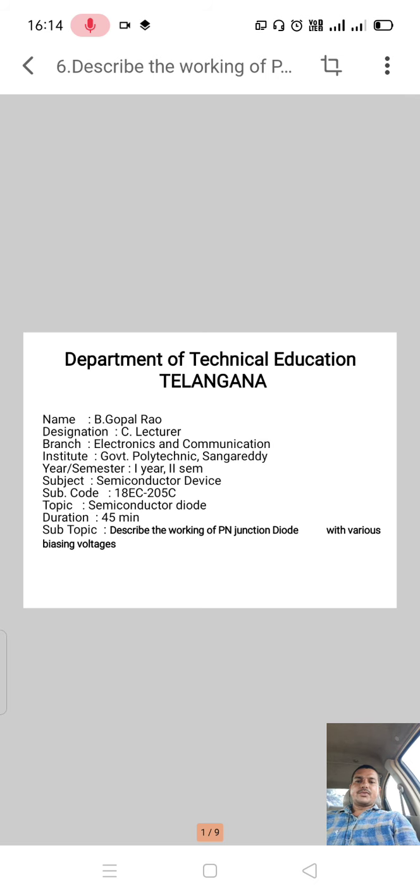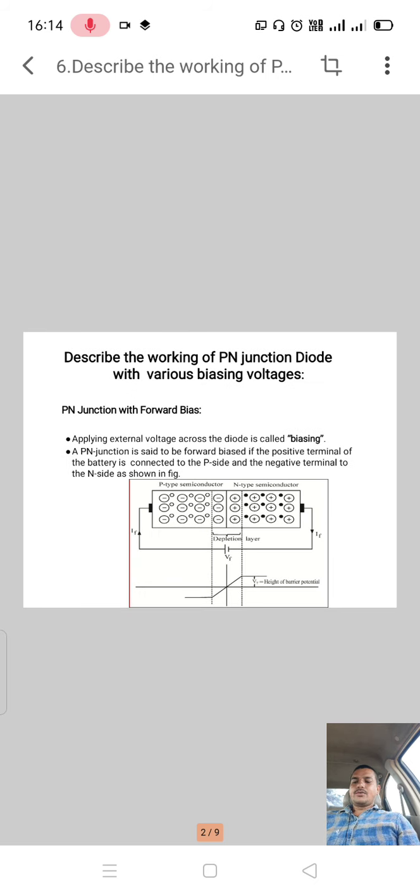So coming to the forward bias. Forward bias on PN junction. If the positive terminal of the battery is connected to the P side and the negative terminal of the battery is connected to the N side, the junction diode is said to be forward biased. Similarly, reverse biased: if the positive terminal of the battery is connected to the N side and the negative terminal of the battery is connected to the P side, the junction diode is said to be reverse biased.